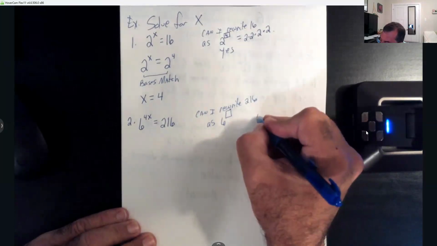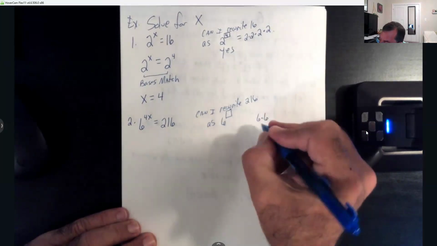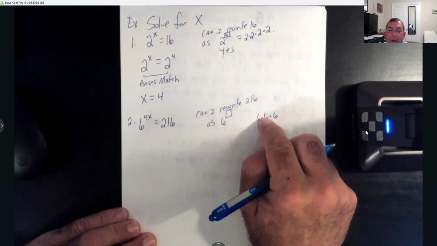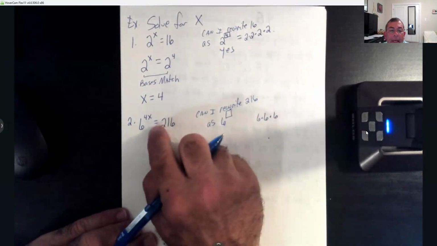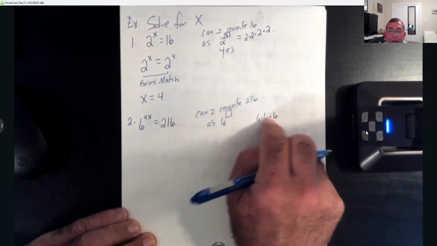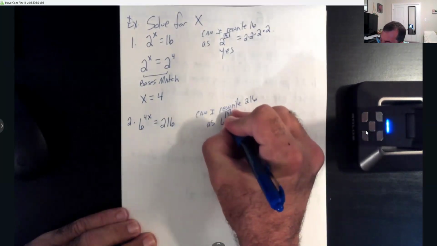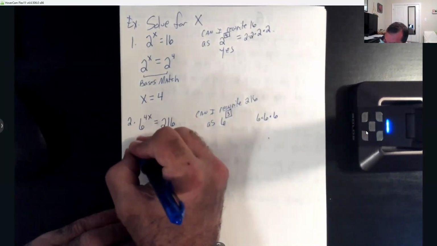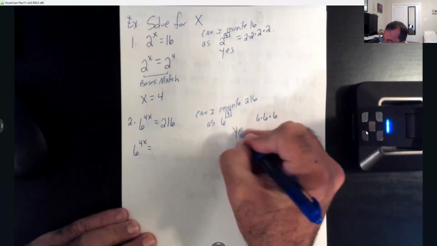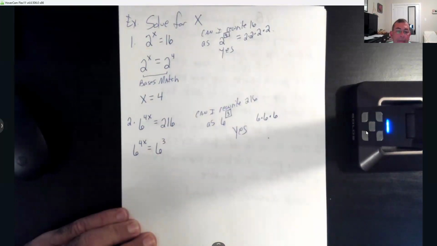Let's try that. 6 times 6 is 36. 36 times 6. Oh, look at that. 36 times 6 is 216. So since I did that 3 times, I could rewrite this as 6 to the 3rd power. So y'all, I get 6 to the 4x. So I could rewrite that one again, yes, equals 6 to the 3rd.